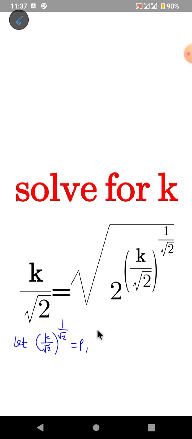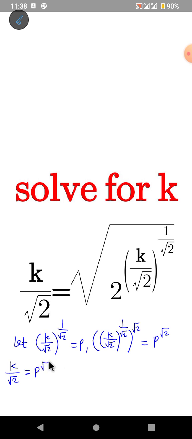So here will be (k over root 2) raised to the power of 1 over root 2, then raised to the power root 2, equal to p raised to the power of root 2. Now 1 over root 2 multiplied by root 2, we have just k over root 2 equal to p raised to the power of root 2.